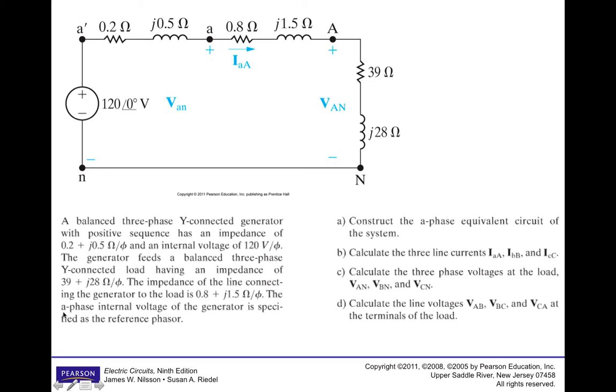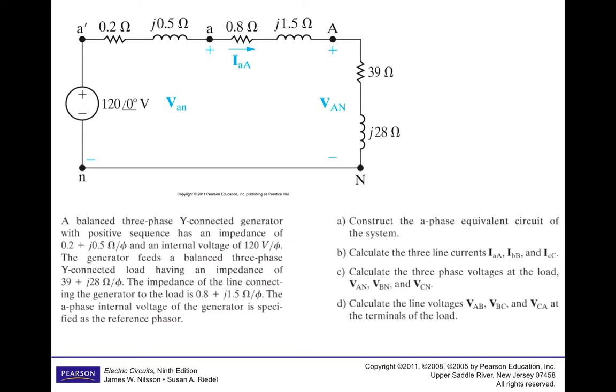Okay, so what all that means: the statement that the A phase of the generator is specified as the reference phasor tells you up here to put 120 angle 0 for your A phase voltage source, the ideal source. The generator impedance goes right here, as we discussed before. The line impedance goes right here. The load impedance goes right here. So we're asking this problem to find several things, and we're just going to step through and illustrate how to find each thing each step of the way.